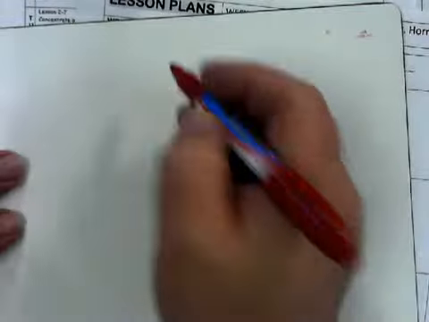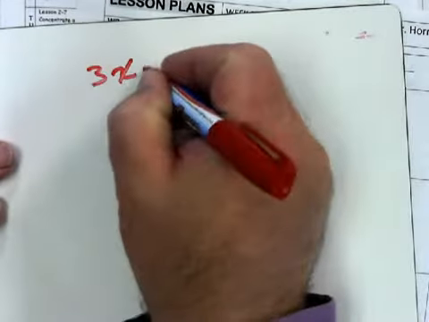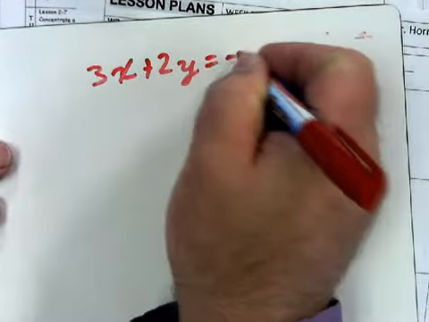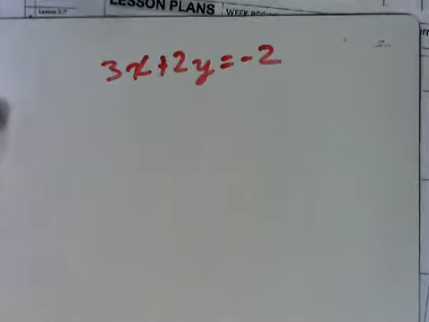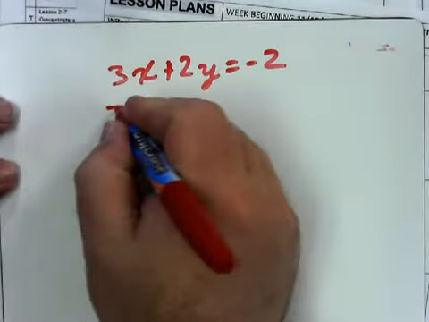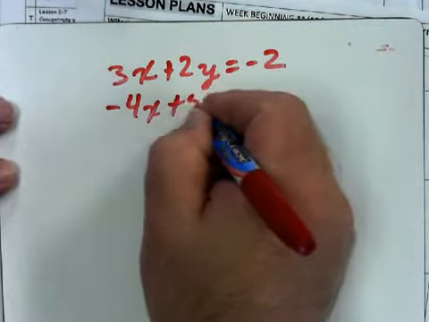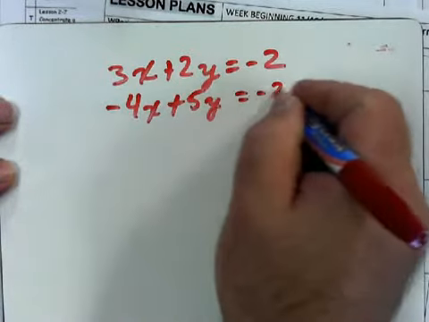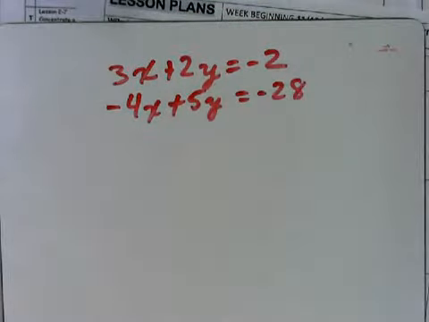So if I have the equation 3x plus 2y equals negative 2, and I have the equation negative 4x plus 5y equals negative 28, I need to go through and graph each of those on the same coordinate axis. Does that make sense?